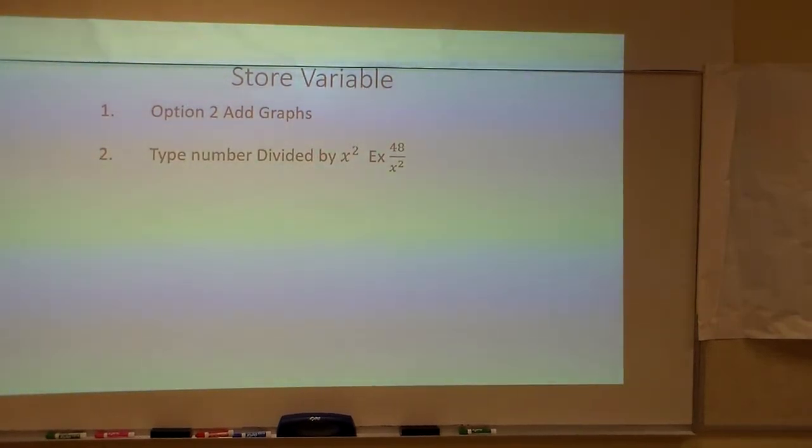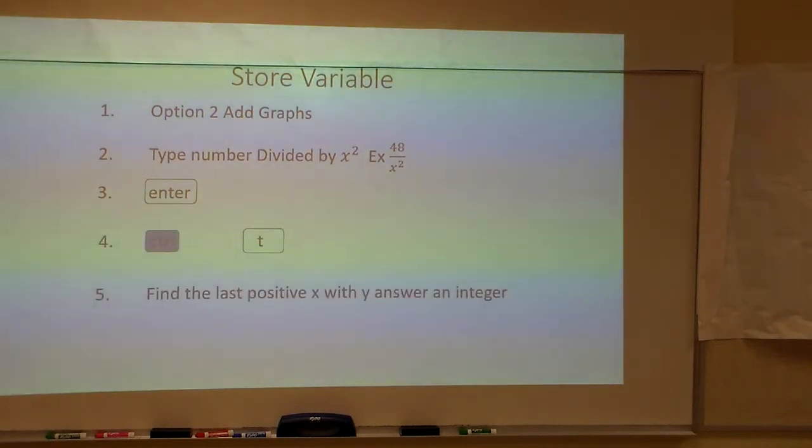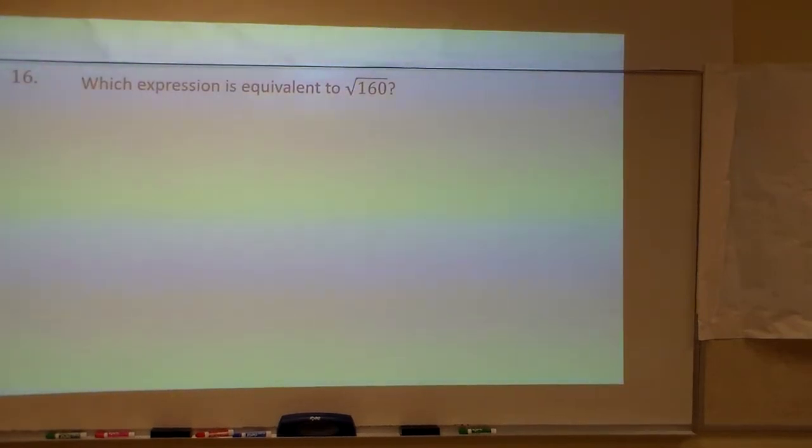Here I chose 48 as an example, but in this case my number was 146, or 148, I don't remember. Enter, Control T, and find the last positive x with a y answer as an integer. That means it's basically not a decimal answer, that is your answer. So let's try this here.